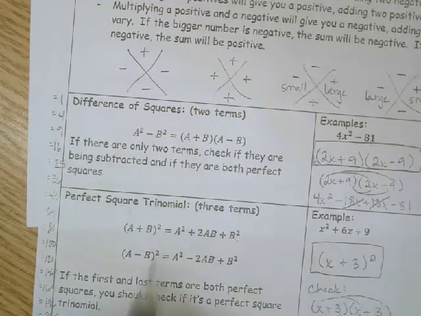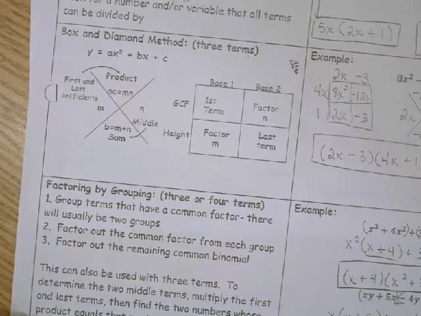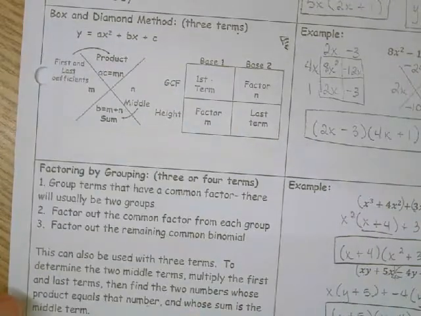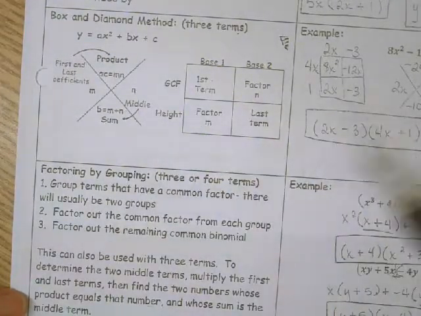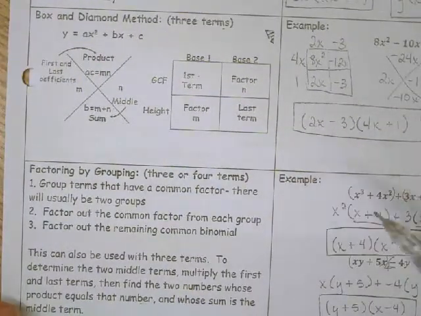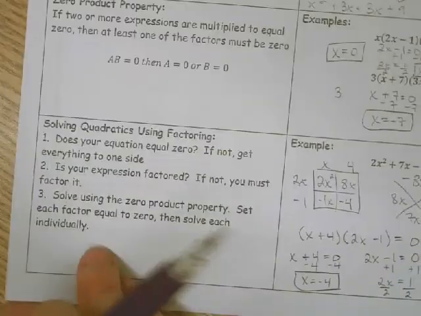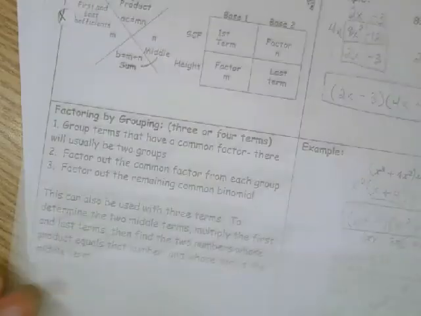If you want to use box and diamond or factoring by grouping algebraically, that is fine too. It's just going to take you a little longer to factor. So if there are 3 terms and it's not a perfect square trinomial, you're going to use one of these 2 methods, whichever one you have decided that you prefer. The box and diamond is fine. Grouping algebraically is fine. It just depends on which one works better for you. If there are 4 terms, you're going to go automatically to grouping. You can also, I didn't put that on there, it's right here.